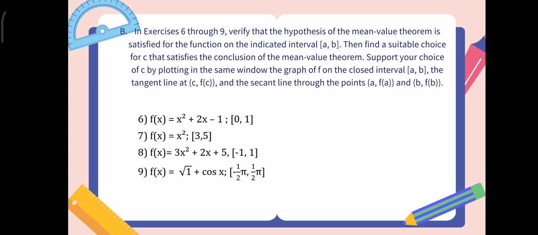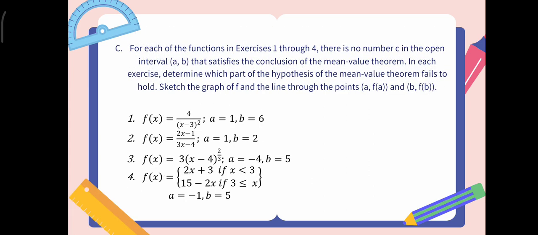Okay, let us have letter C. For each of the function exercises 1 through 4, there is no number c in the open interval (a, b) that satisfies the conclusion of the mean value theorem. In each exercise, you are going to determine which part of the hypothesis of the mean value theorem fails to hold. After that, you may sketch the graph of f and the line through the points (a, f(a)) and (b, f(b)). You may screenshot this one.